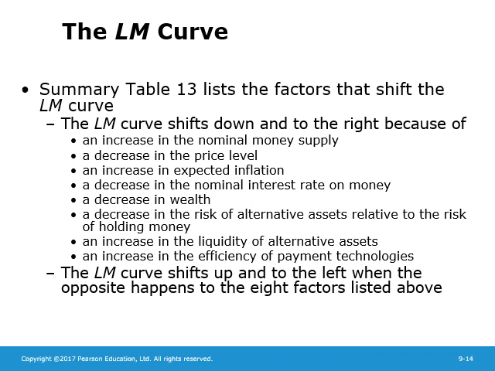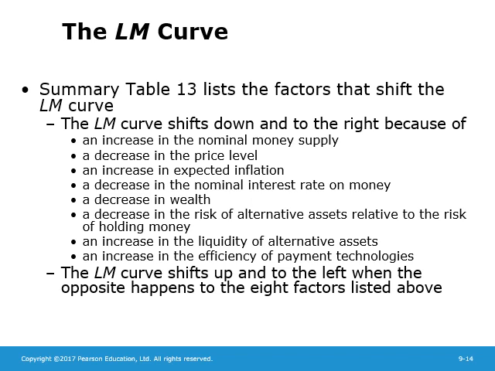A decrease in the price level. Why is this? Because the price level affects the real money supply. So when we say the price level decreases, this means the real money supply increases. So you get the same effect as an increase in the nominal money supply, because both the first and the second factors are leading to an increase in the real money supply.